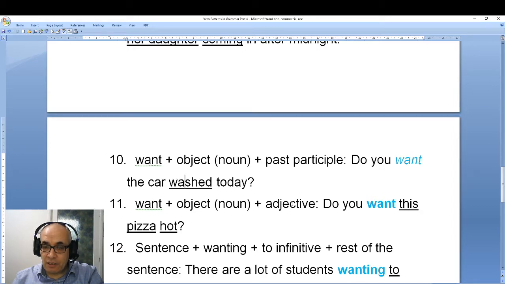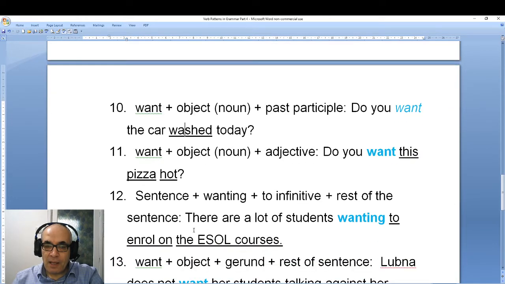You can use an adjective. So do you want this pizza hot? So this pizza is a noun, which is the object. Hot is the adjective. Do you want this video easy? Do you want this house cheap? Do you want this holiday interesting? So you can make millions and millions of sentences.